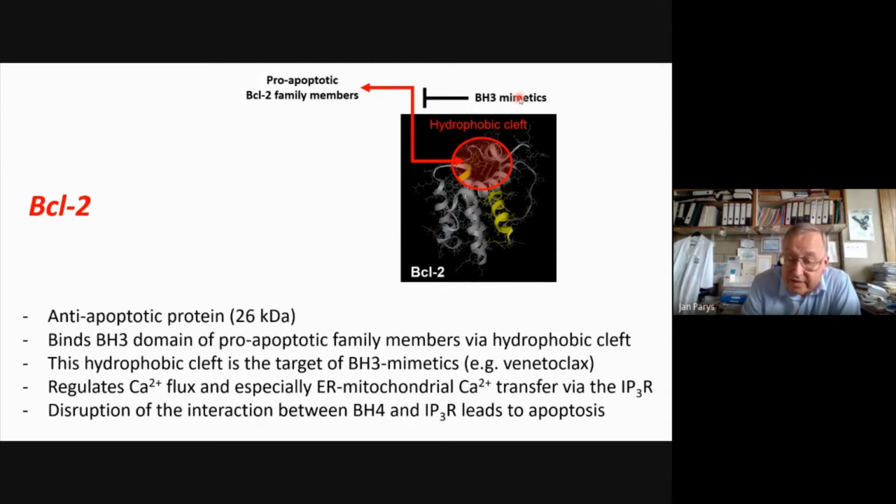apoptosis of cancer cells. Now, there is also a BH4 domain, and this BH4 domain interacts with the IP3 receptor and inhibits the IP3 receptor, and in that way also inhibits apoptosis. And if this binding is disrupted, and we have a peptide that can do this, that's BIRD-2, then again we will have apoptosis.